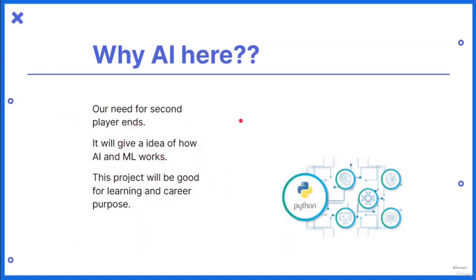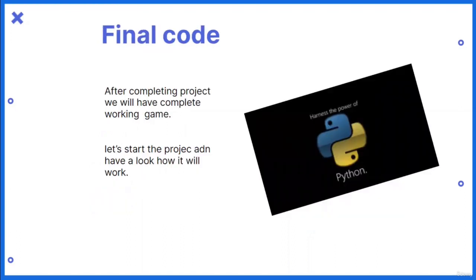Now why are we using AI in this project? First, when we are building with a computer, we should also play with the computer, so our need for a second player ends here. Also, we will learn about AI and ML. We will learn how the algorithm works for the AI. And as I said earlier, AI is the future of the computer. So here you will get some basic idea about how AI works. It will be beneficial for your career and for your learning, because if you learn AI at a faster rate, you will get growth from that faster rate.